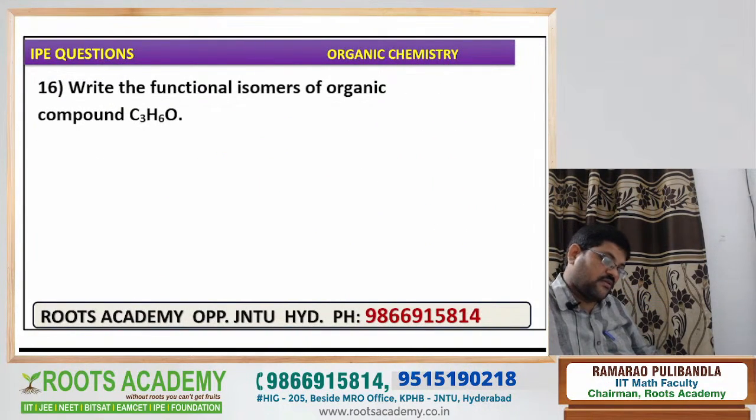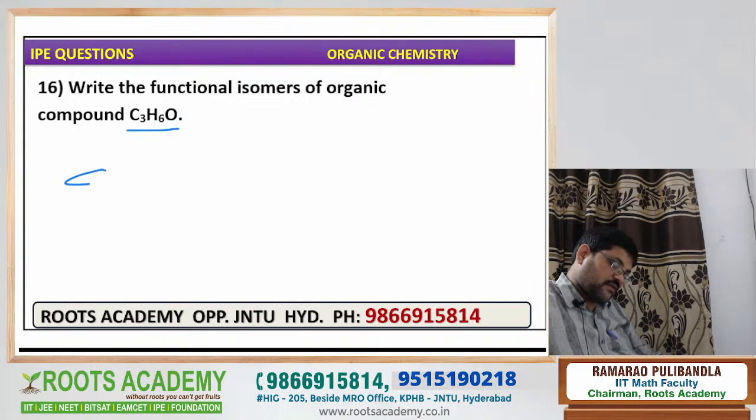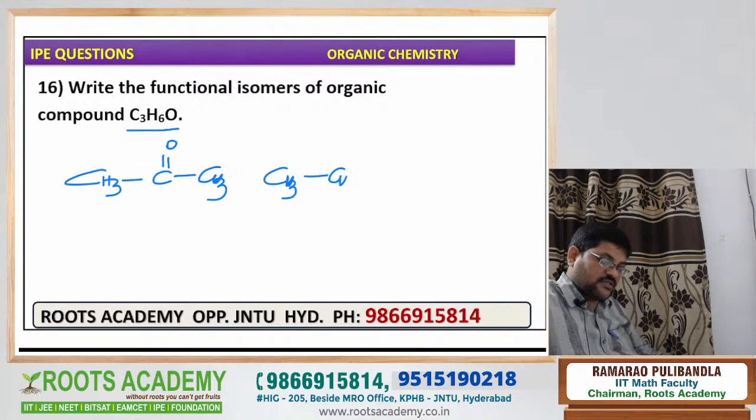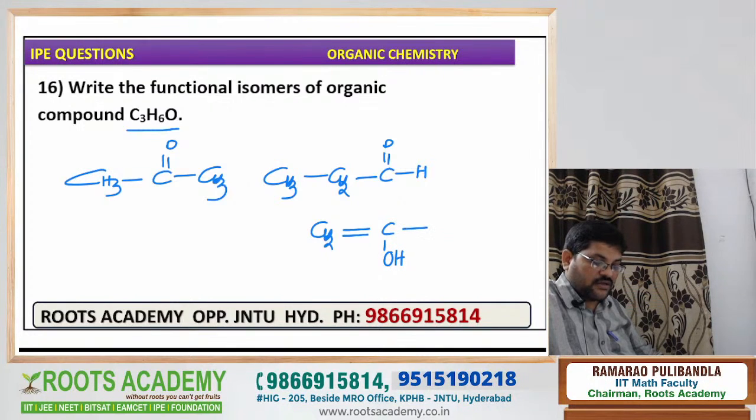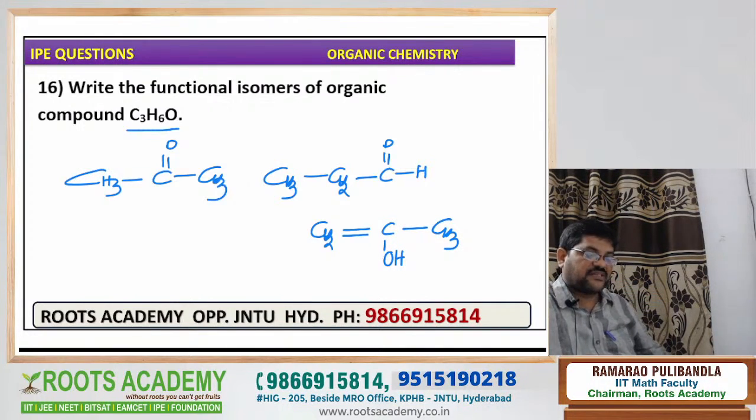And see the next one. Write the functional isomers of C3H6O. So what do you write? C3H6O: CH3, CO, CH3, ketone. And what do you write? CH3, CH2, C double bond OH. So ketone, carbon, aldehyde. Now what do you write? CH3, COH, and you write CH3. These are examples of the functional isomers of C3H6O.